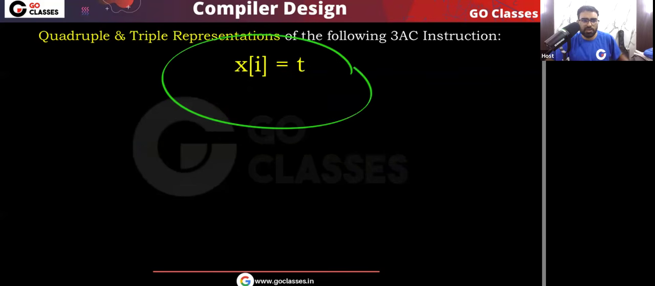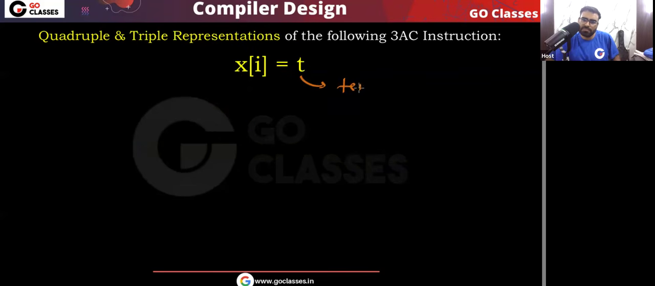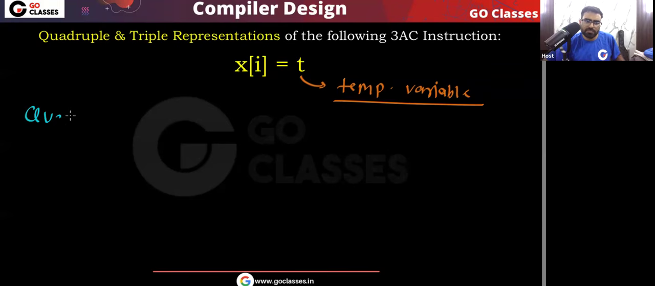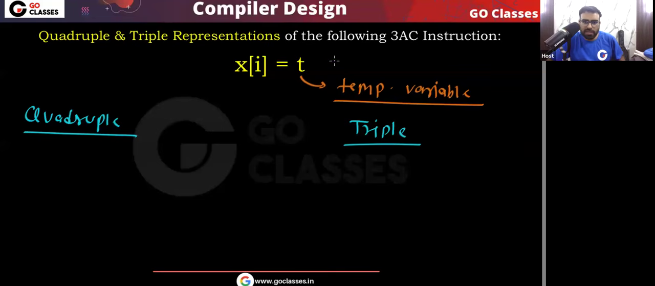Let's see this. Here you can notice that we have a temporary variable here. Now tell me, what will be the quadruple and triple representation? Tell me how many entries we need for this instruction. Here you can notice we have a temporary variable here. So how many entries do we need? Think about it. Let me tell you, here we need 2 entries.